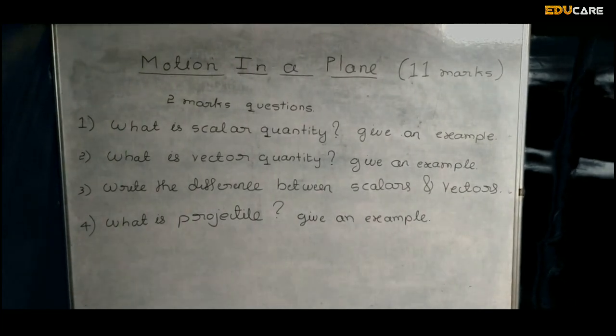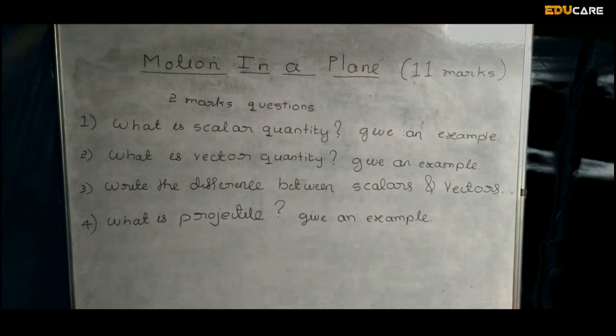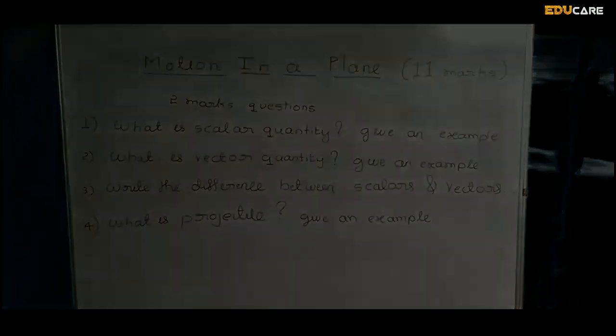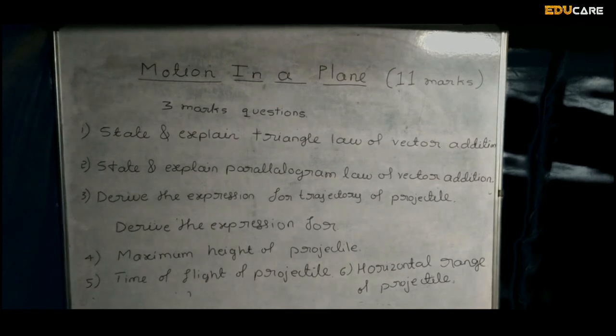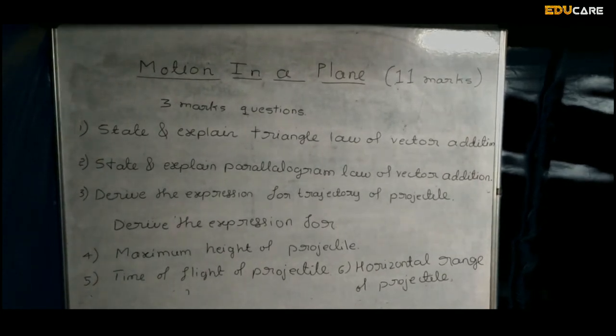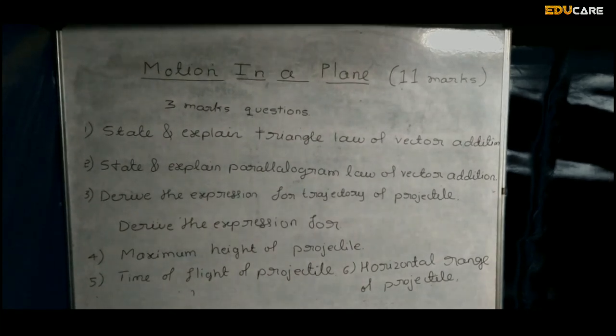And the next one is write the difference between scalars and vectors. And the next one is what is projectile and give an example. Now 3 more questions. State and explain triangular law of vector addition. And the next one is state and explain parallelogram law of vector addition.